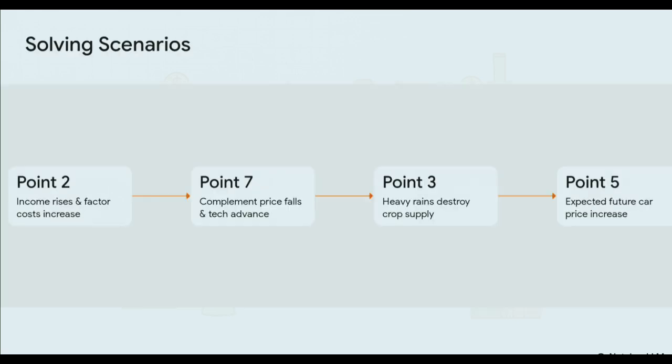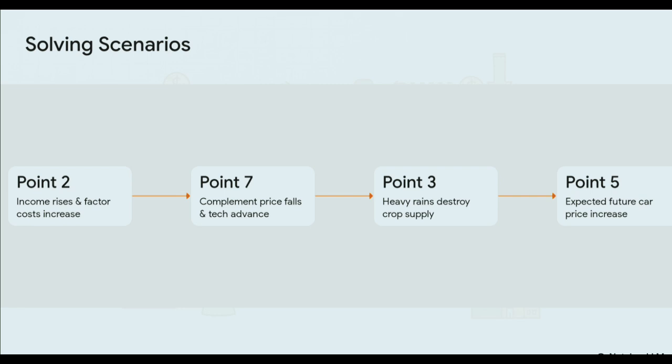Let's go! Okay, step 1, income rises, meaning demand shifts right to D2. But factor costs also increase, meaning supply shifts left to S3. They meet perfectly at point 2. Step 2, price of a complement drops, meaning demand shifts right to D2, and we have a tech advance, shifting supply right to S2. They intersect down at point 7.